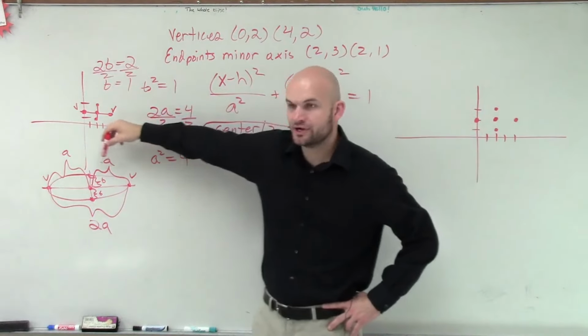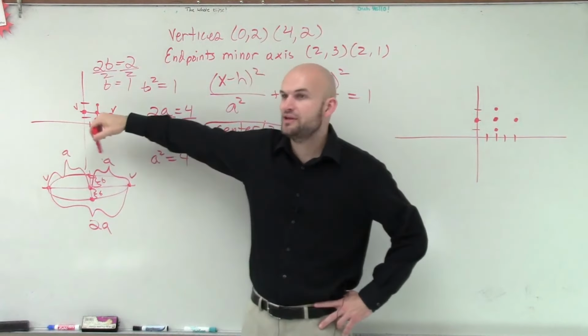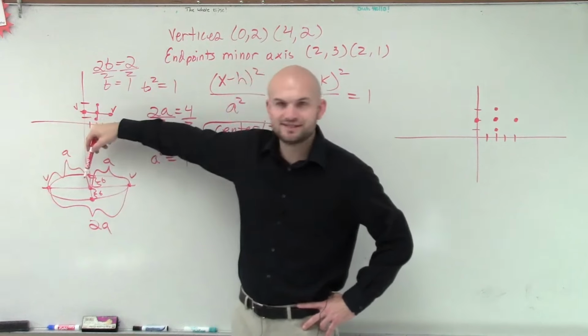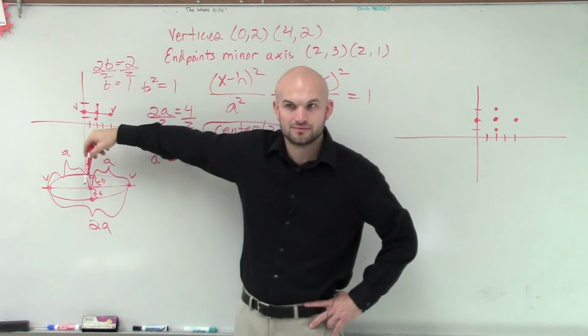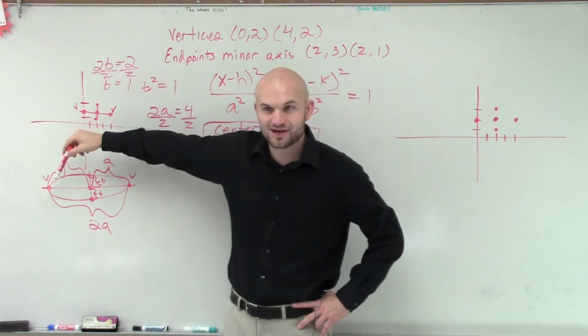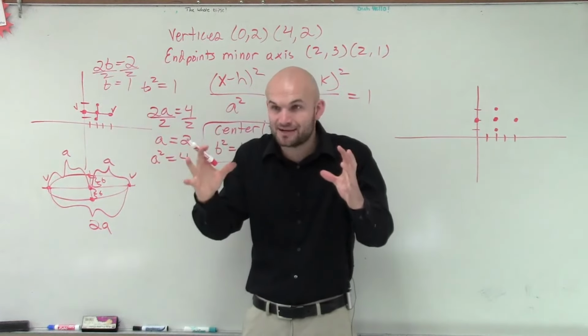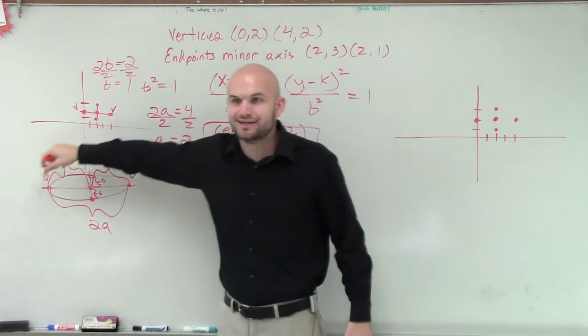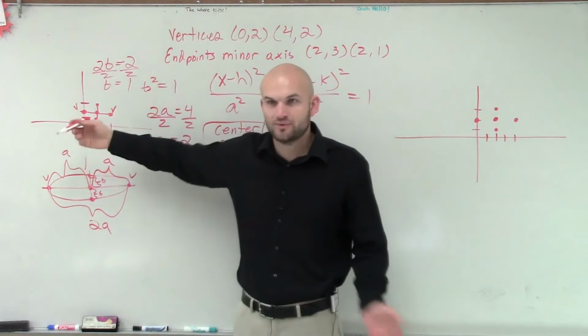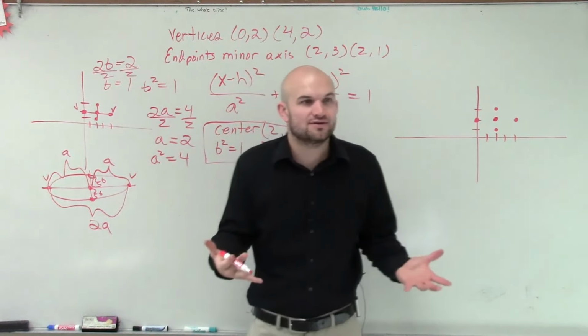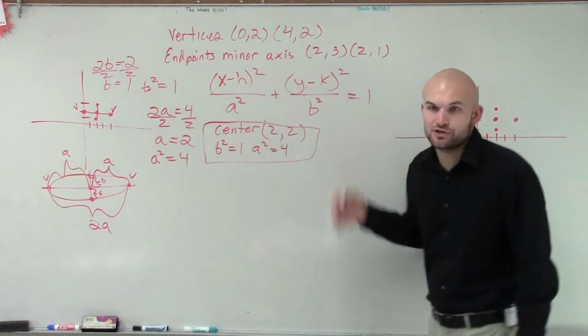How many points are there on the ellipse? Infinitely many, right? How many centers are there? One. How many vertices are there? Two. So those are finite points. But x and y is infinite. That's why we're not solving for an x and y point. Those are just given into your formula.